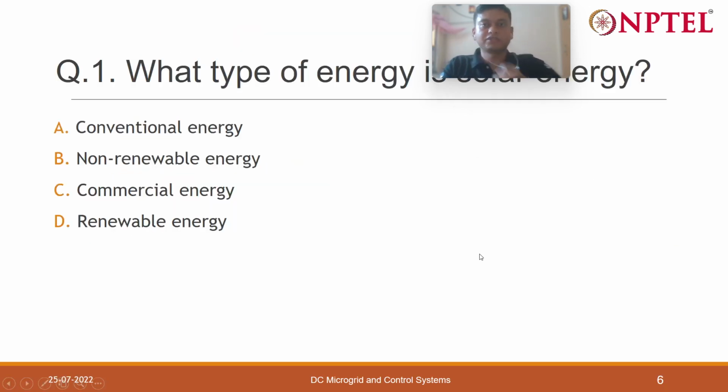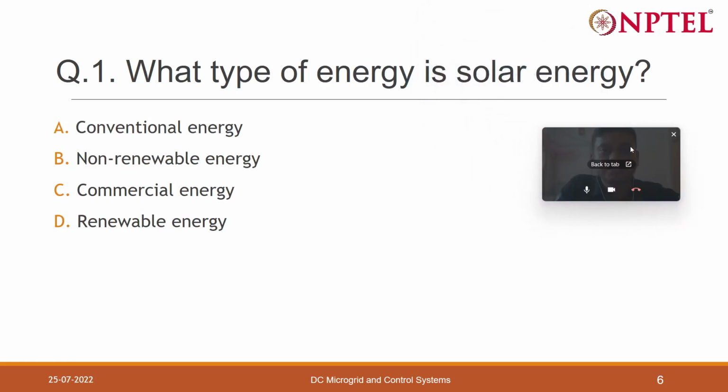So the first question for today's session is: what type of energy is solar energy? The first option A is conventional energy, option B is non-renewable energy, option C is commercial energy, and the fourth option D is renewable energy. You can just type your answer in the chat box.